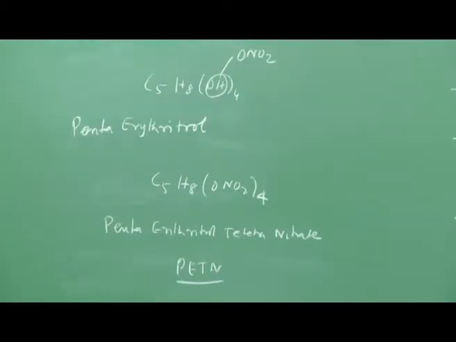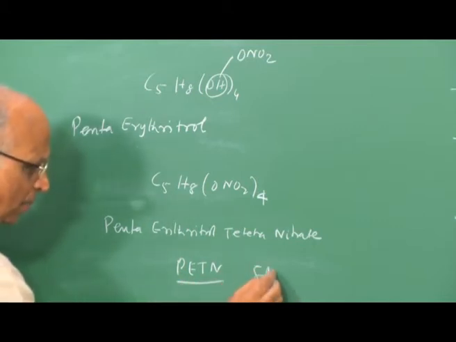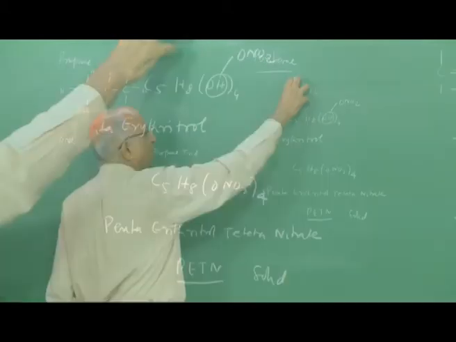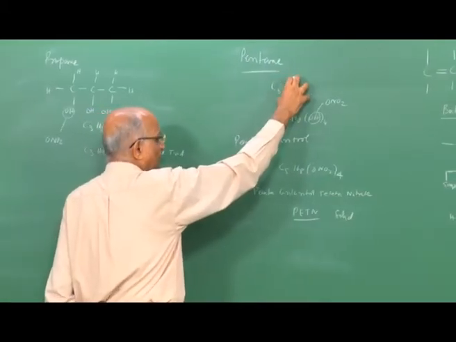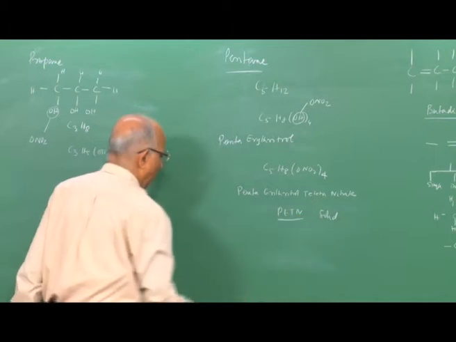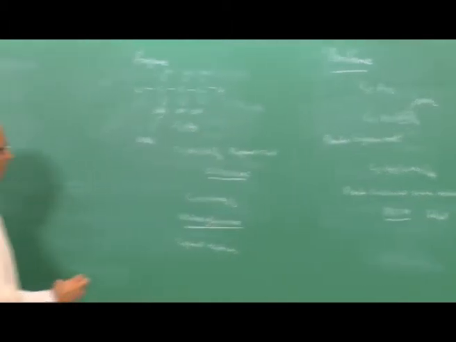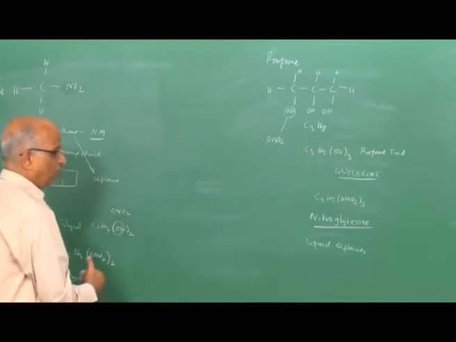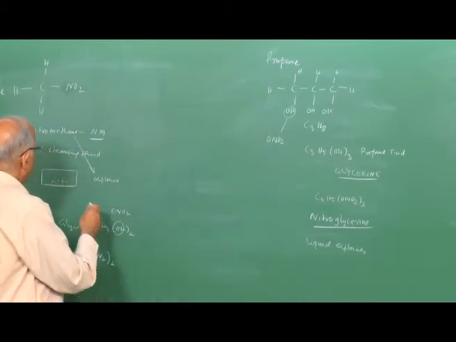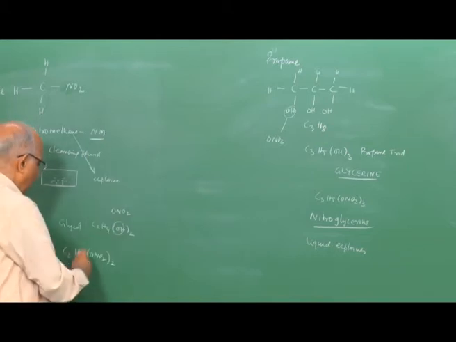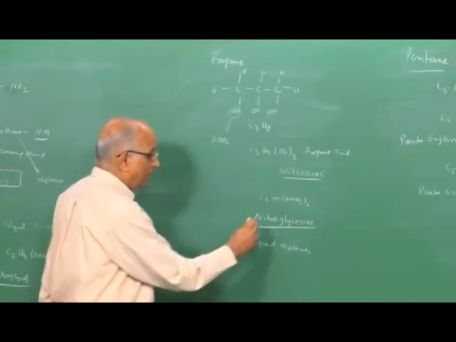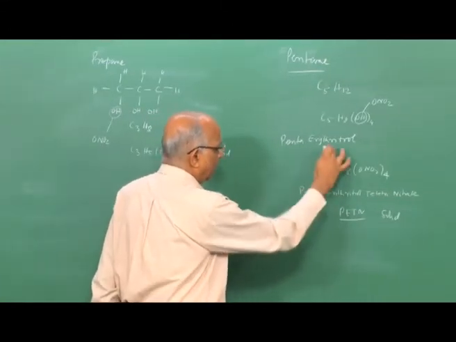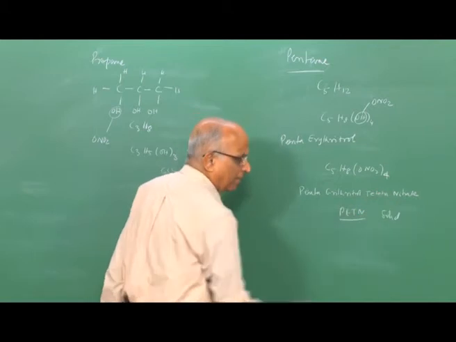Therefore, we have seen PETN is a solid, and as we increase the initial molecular mass of the fuel or make the structure larger, it's more possible that you get a solid out. And therefore, what is it we have considered? We have considered from alkanes 4 types of explosives, namely nitromethane, nitroglycol, nitroglycerin, and now PETN, namely pentaerythritol tetranitrate, right?